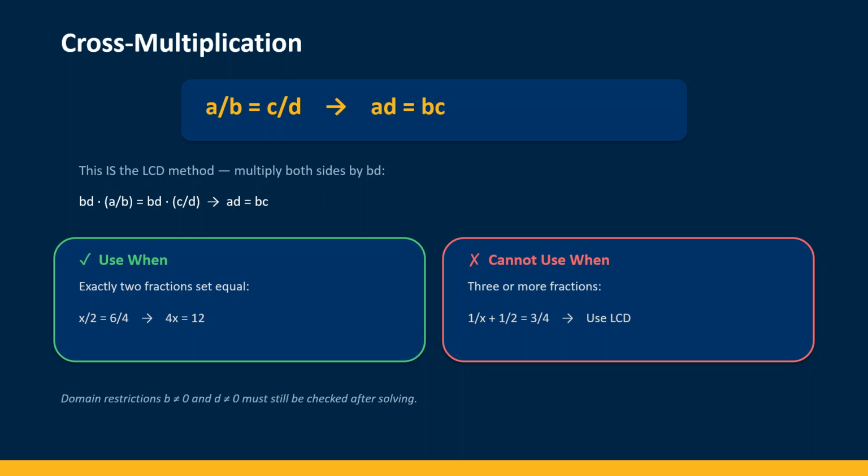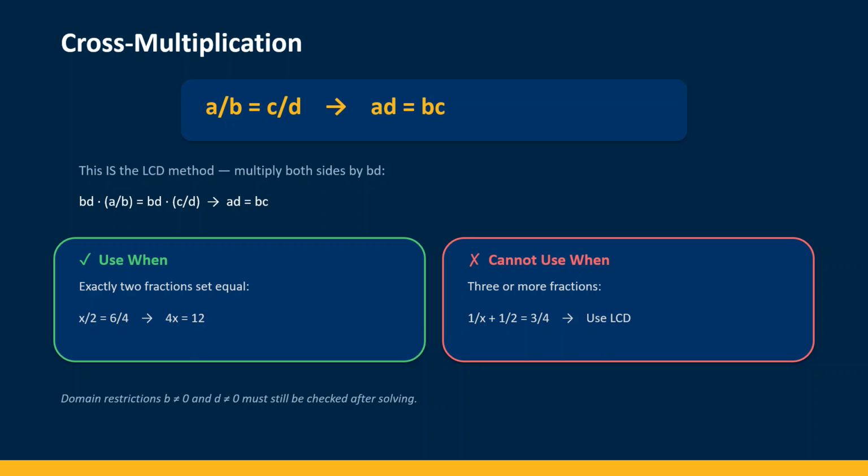Furthermore, the domain restrictions b not equal to 0 and d not equal to 0 must still be recorded and verified after solving. The act of cross-multiplying removes the denominators from the written equation, but it does not remove them from the problem's domain. Any candidate that violates these restrictions remains extraneous and must be discarded. This point is frequently overlooked when students treat cross-multiplication as a mechanical rule rather than a consequence of the least common denominator method.